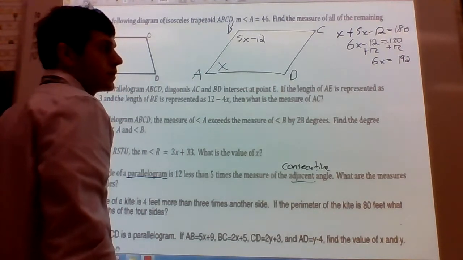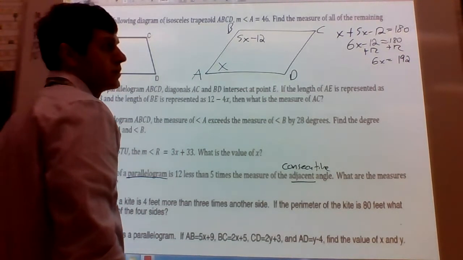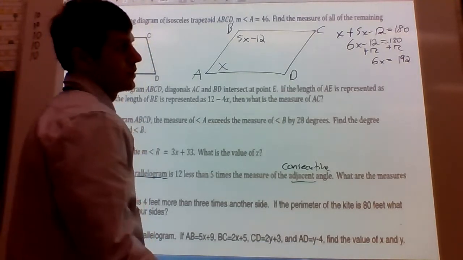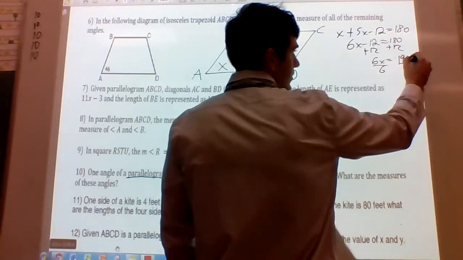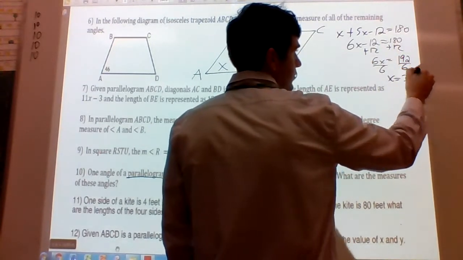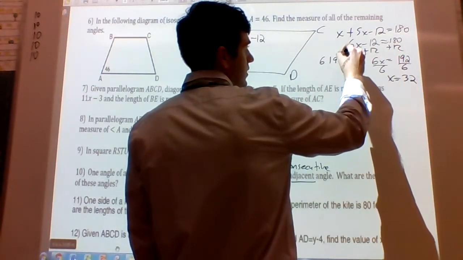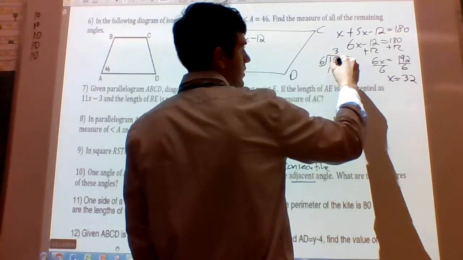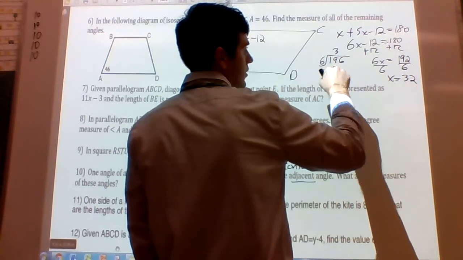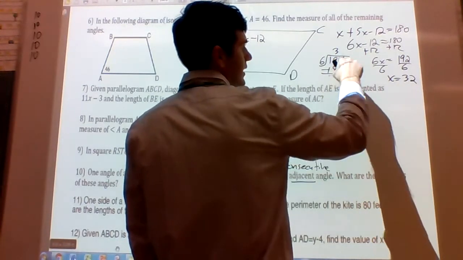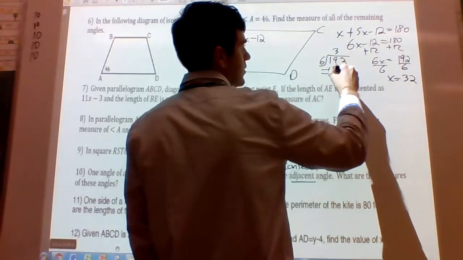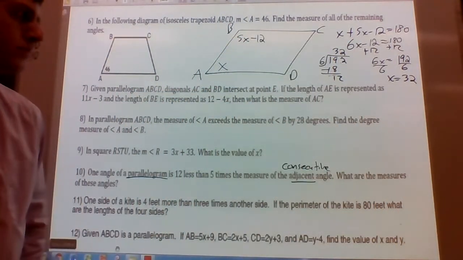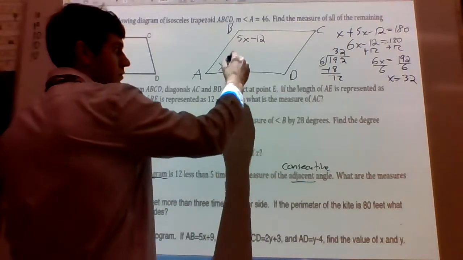192 divided by 6, I believe it's going to be 32. x is going to be 32. Okay, so one of our angles is going to be 32.